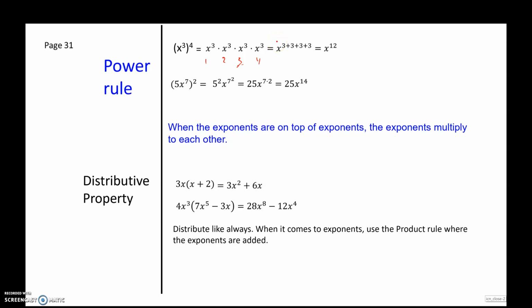So when I look at the second one down here, 5 times x to the 7th, and all of that is being squared, what that means is the 5 is being squared, and the x to the 7th is being squared. Well, 5 to the 2nd power is 25. And if I'm squaring that 7, that means I've got it twice. So that's really just 7 times 2, or 7 plus 7. So we just multiply it.